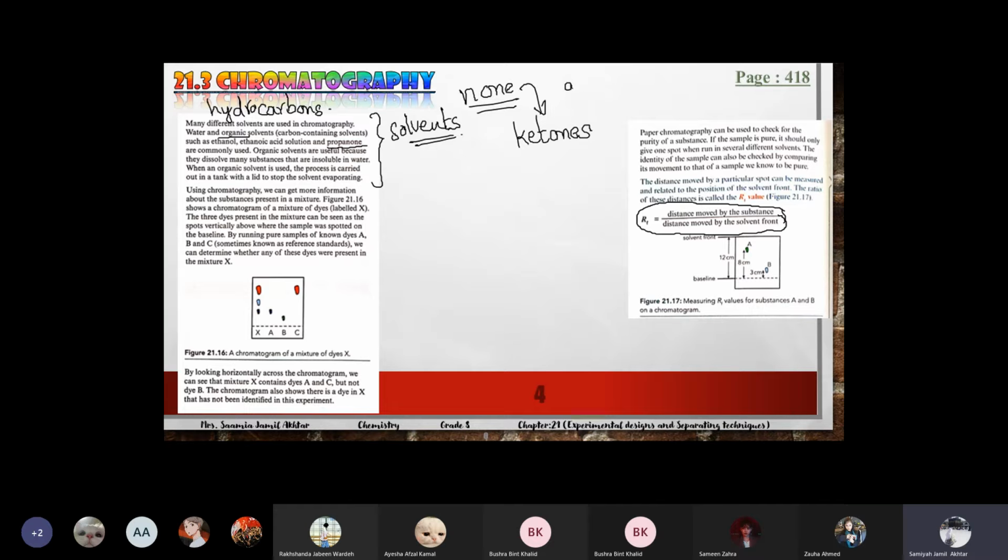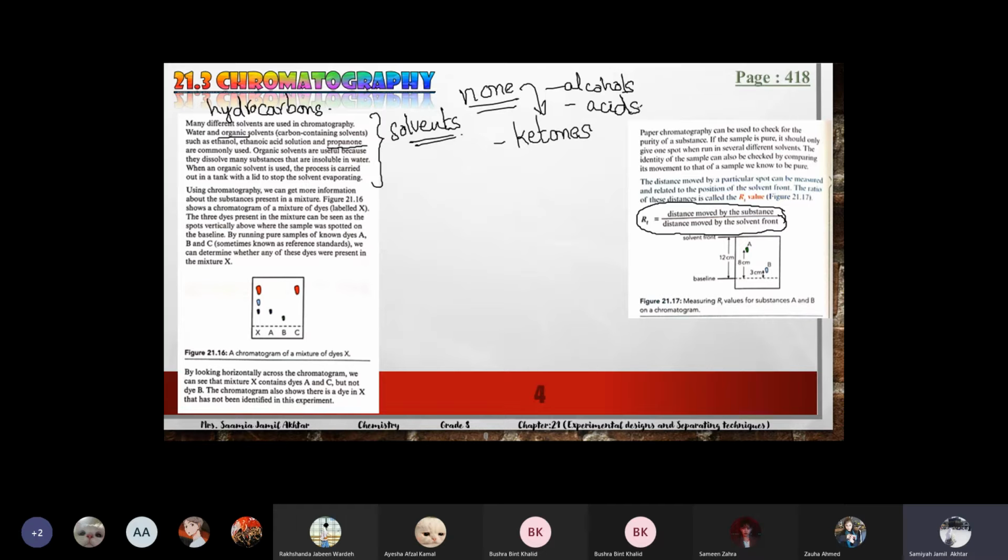Like we have alcohols, acids, bases, similarly we have one family, ketones also. Propanones, methanones, ethanones, all of them are ketones. We'll study them. When an organic solvent is used, the process is carried out in a tank with a lid to stop the solvent evaporating. For the hydrocarbons or for the alcohols, we have to put a lid on the top to avoid evaporating.